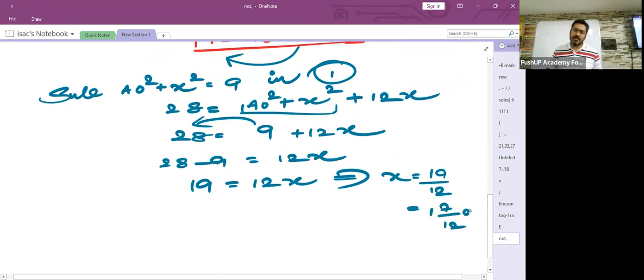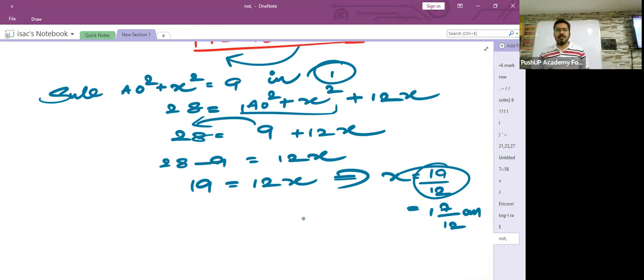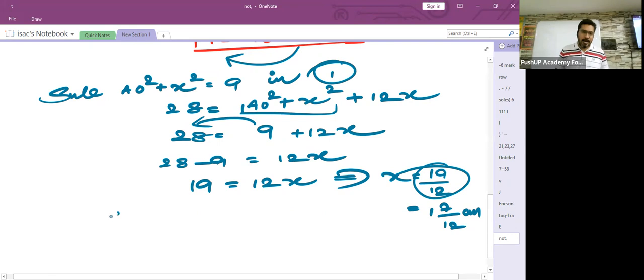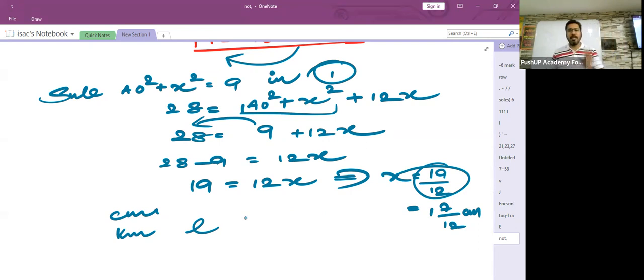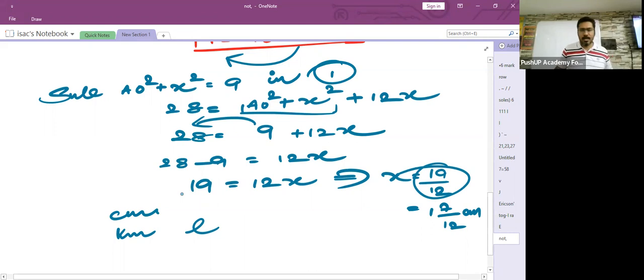1 and 7 by 12 centimeter. Please don't leave the answer in improper fraction form. Leave the answer in mixed fraction form. Children, whenever you have a unit to be written beside the value, write the value in mixed fraction, not in improper fraction. Say, for example, centimeters, kilometers, or liters. Whatever be the unit, if you have a unit to be mentioned beside the number, write the number in mixed fraction form. Easy so far? We'll do the next one.